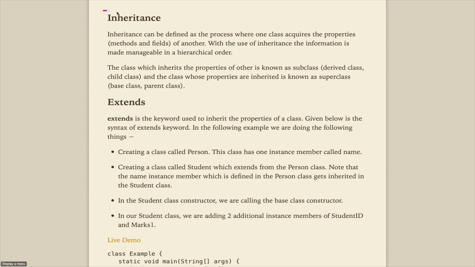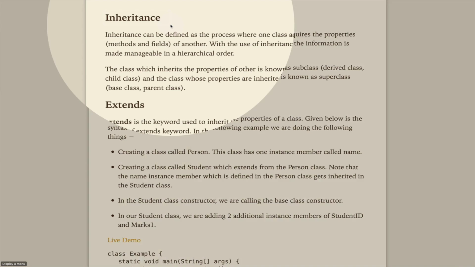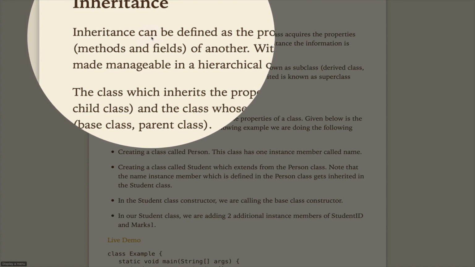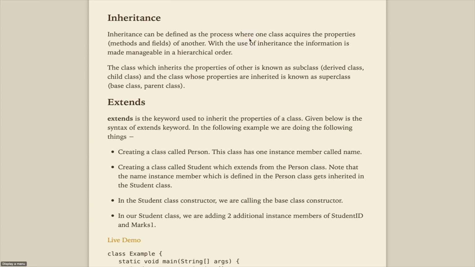Welcome back. In this video, we're going to talk about inheritance. Inheritance is one of the main concepts in object-oriented programming languages. Inheritance can be defined as a process where one class acquires properties and methods from another. With the use of inheritance, the information is made manageable in a hierarchical order.